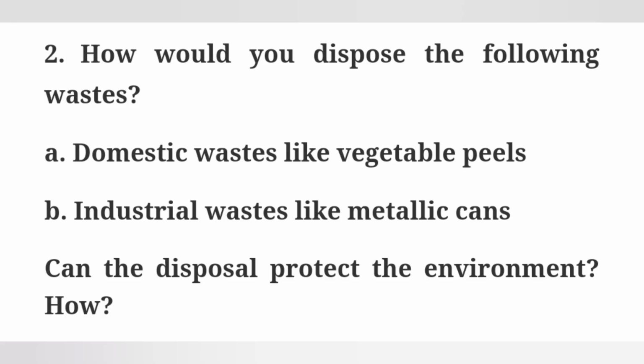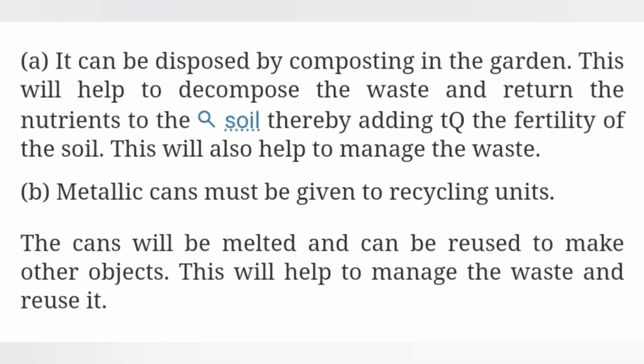Second question, how would you dispose of the following waste? A, domestic waste like vegetable peels. Then option B, industrial waste like metallic cans. Can the disposal protect the environment? How? Option A, it can be disposed of by composting in the garden. This will help to decompose the waste and return the nutrients to the soil, thereby adding to the fertility of the soil. This will also help to manage the waste.